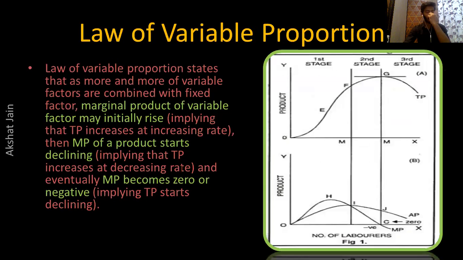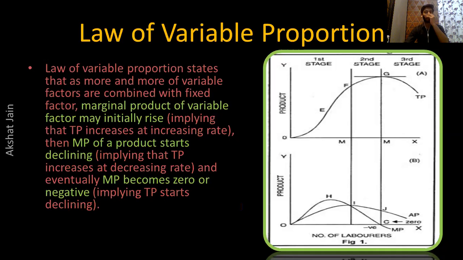So today we'll be starting with a fresh topic. The new topic is the law of variable proportion. This topic is very important from the examination point of view. So what is this law? The law of variable proportion states that as more and more of variable factors are combined with fixed factors, marginal product of the variable factor may initially rise. That means the TP increases at increasing rate, after which the MP starts declining, which implies that TP increases at decreasing rate, and eventually the MP becomes 0 or negative, which implies that TP starts declining.